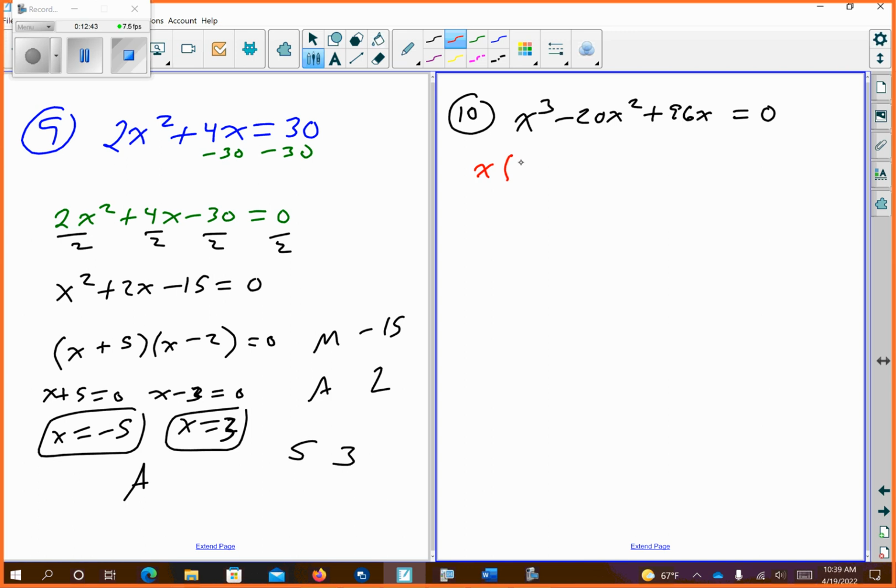If I factor an x out of x to the third, I'm left with x squared. If I factor an x out of 20x squared, I'm left with negative 20x. And if I factor an x out of 96x, I'm left with a 96. Is that okay? Because it's raised to the third power, it's going to have 3 answers.